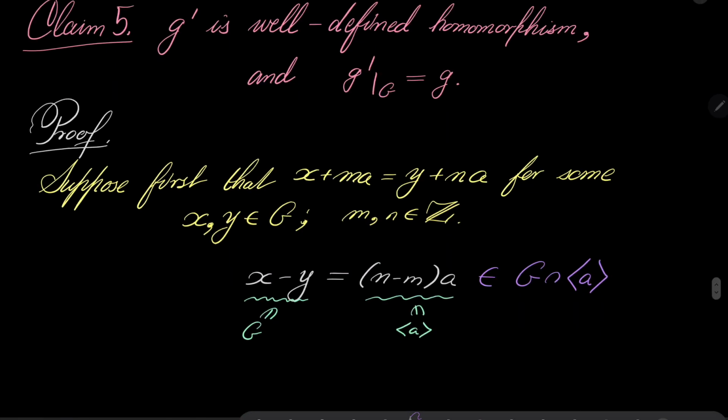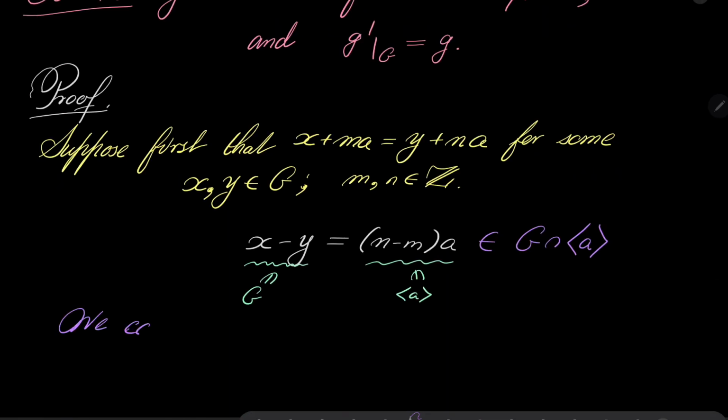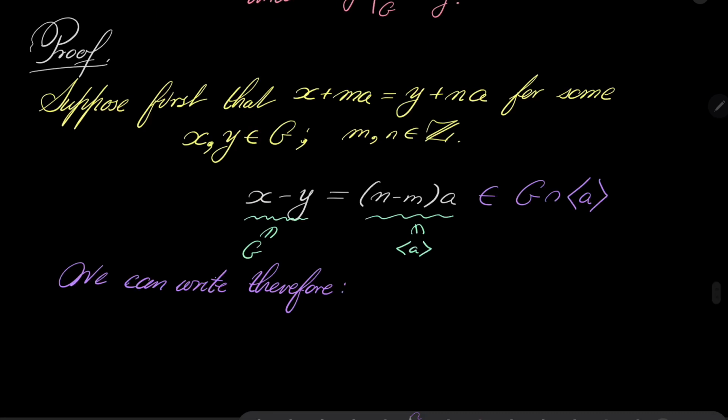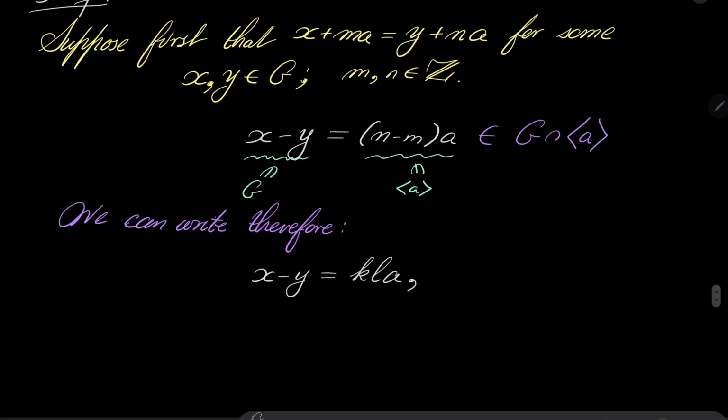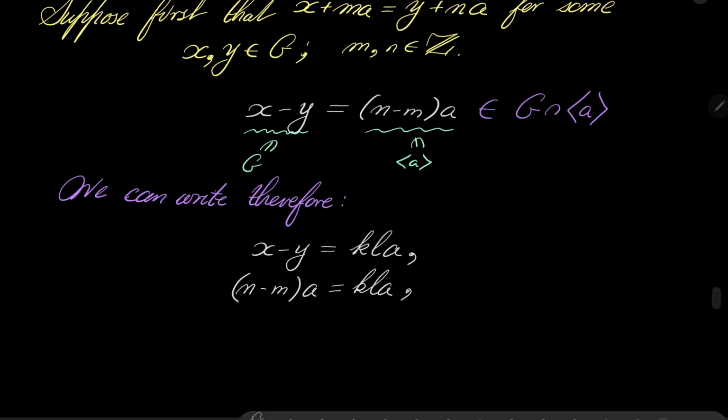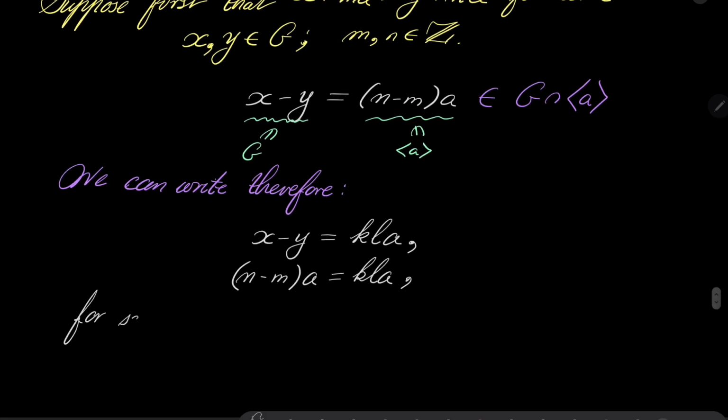We can write therefore that x minus y equals kla, and the same can be said about n minus m times a. It can also be written as kla for some integer k.